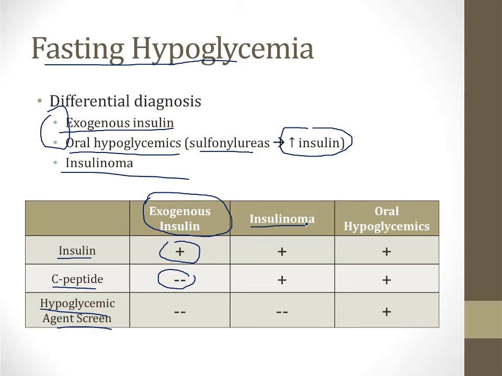In an insulinoma, you will see a high plasma level of insulin and also a high C-peptide level. In addition, the hypoglycemic agent screen will be negative. And then finally, if patients are overdosing on their sulfonylureas, what you will see is a high insulin level, a high C-peptide level, but also the screen for presence of sulfonylurea and other hypoglycemic drugs will be positive.